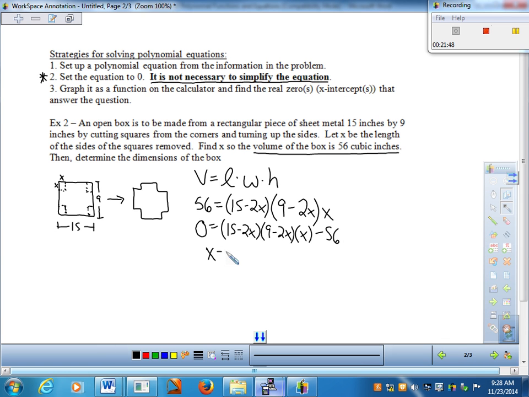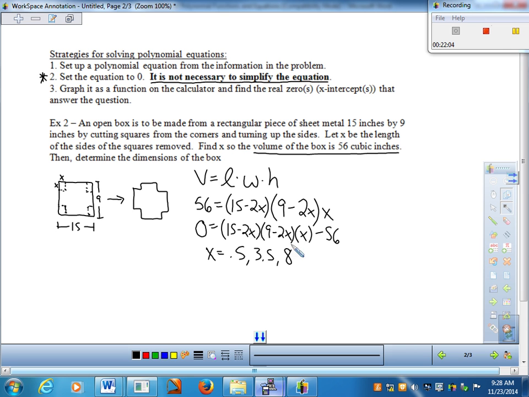As I said, this is cubic, so we should expect 3 answers to this particular equation. It just so happens all 3 are positive real numbers. So I got 0.5, I got 3.5, and I got 8. And that looks really nice.